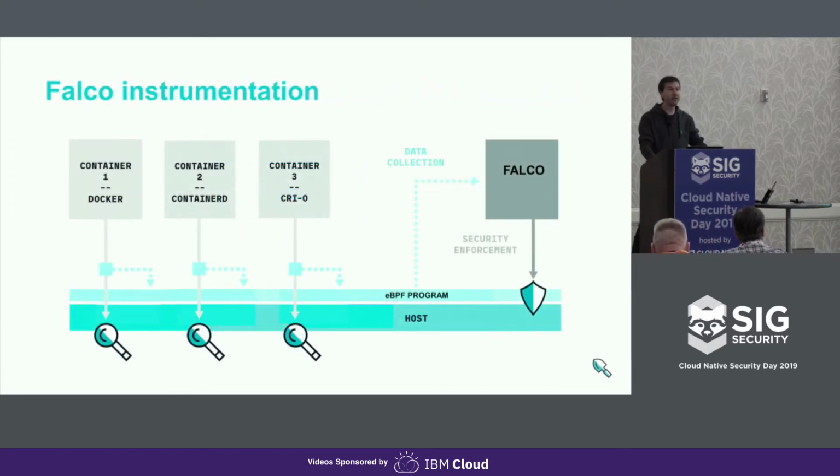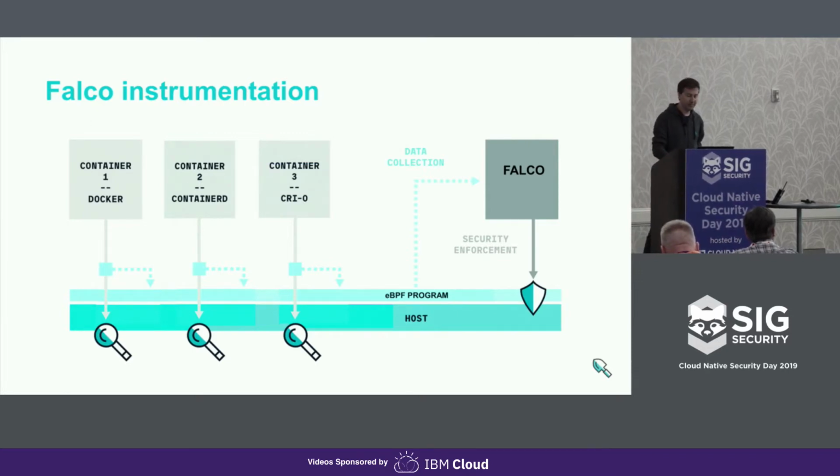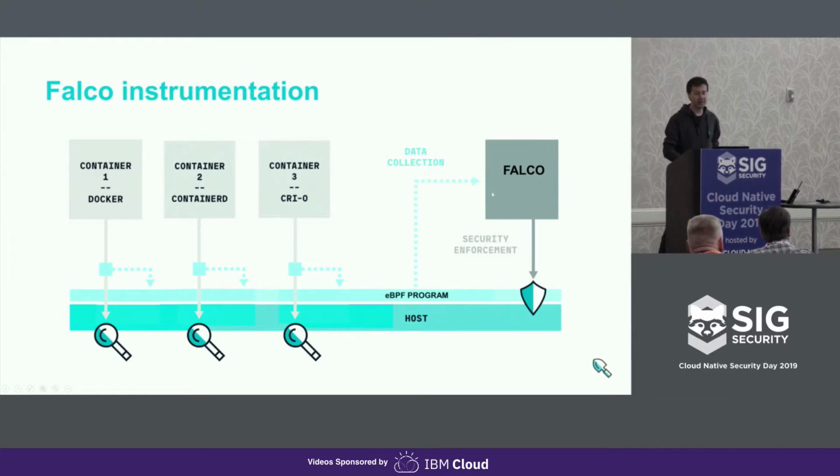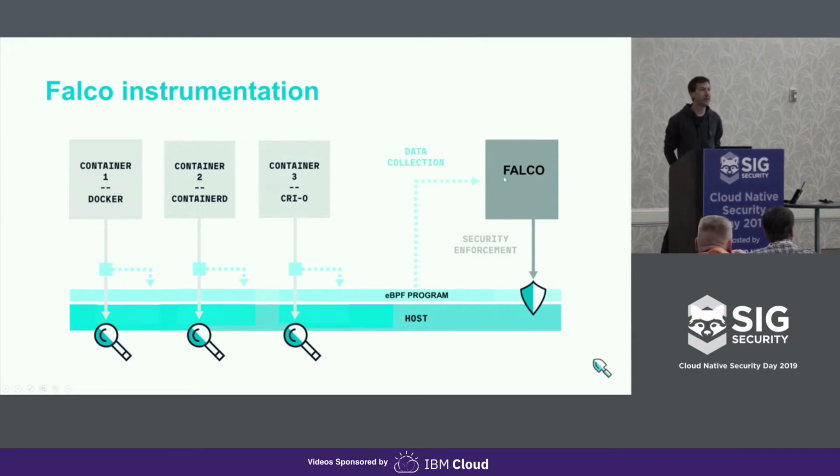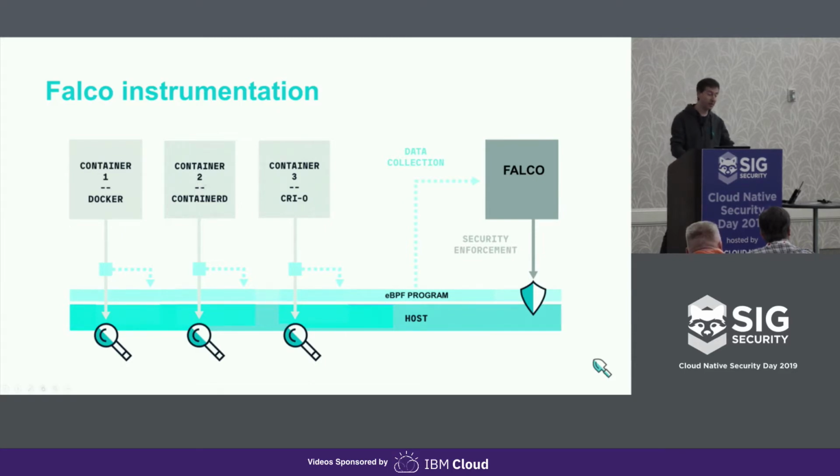Falco is deployed typically as a daemon set in Kubernetes. Here in this slide, you have the host of a machine where there are multiple containers running. Falco runs as a further container that you deploy on the machine, and running this container deploys eBPF-based instrumentation that can collect data from the other containers running on the machine. One thing about Falco is that it is completely transparent and doesn't require any modification to the containers in the pods that are scheduled by Kubernetes on the same machine.